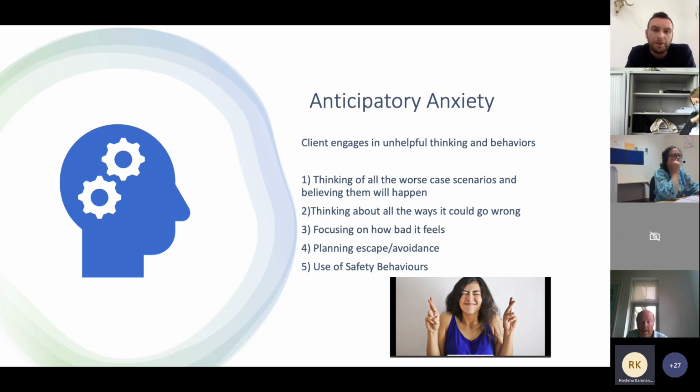Another thing that people might do is use what's called safety behaviours. Safety behaviours are things that people use or do to reduce anxiety, but it actually has the opposite effect in that it stops a person from learning, and in some cases it can increase the anxiety of the person.